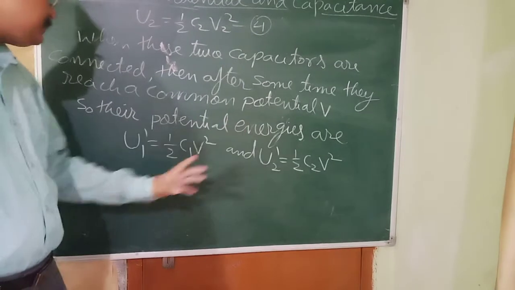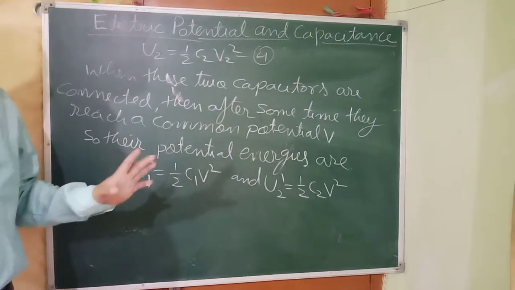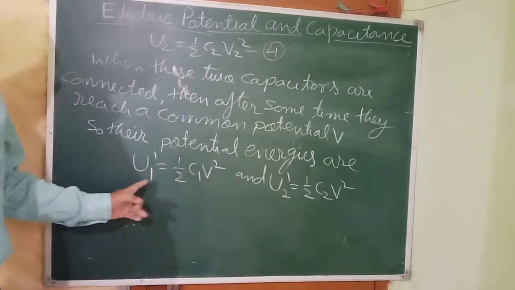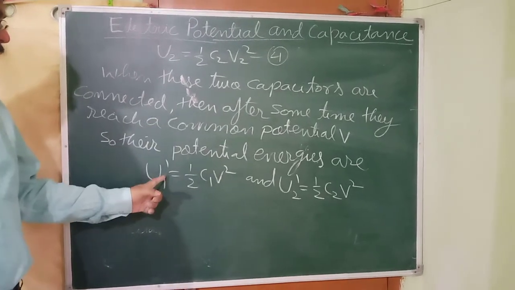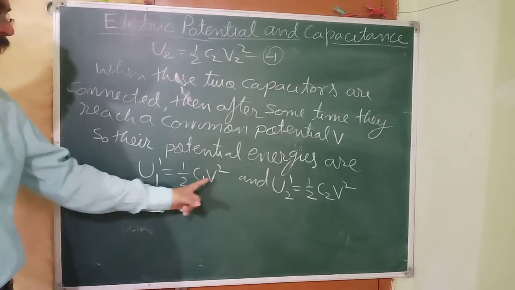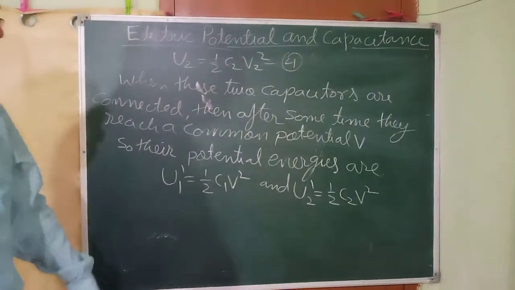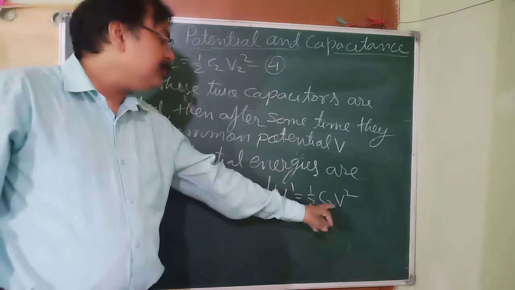So their potential energies are U1 dash. Why U1 dash? Because there is a change in energy, because the potential has changed. So what can we write? Potential energy stored in the first capacitor after getting connected is U1 dash, equal to half C1 V square. Why V? Because it's the common potential which they acquire. And for the second we have U2 dash, equal to half C2 V square.